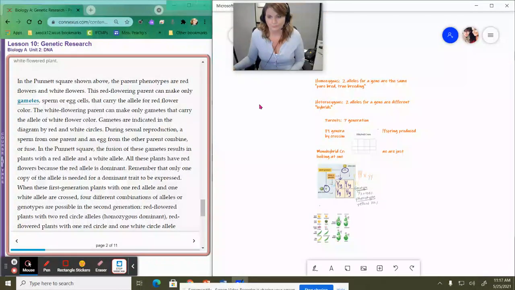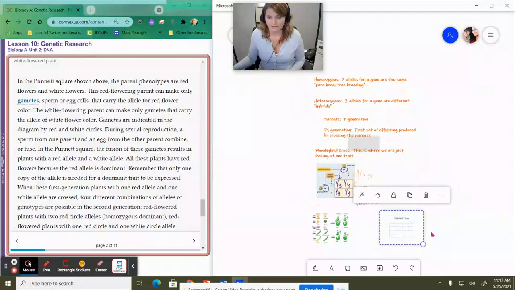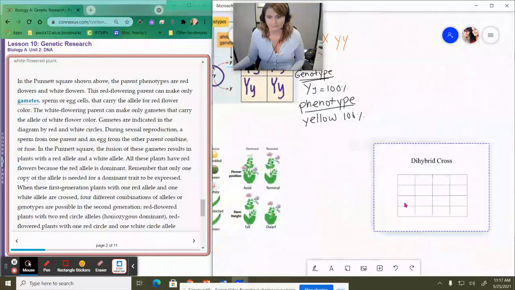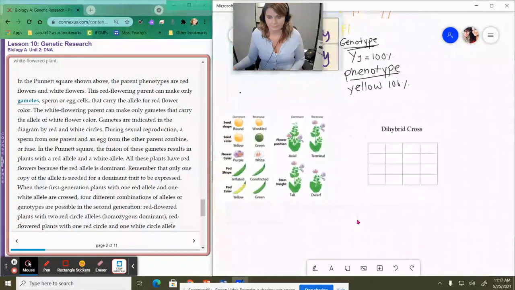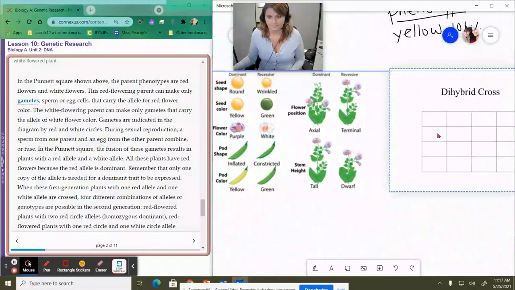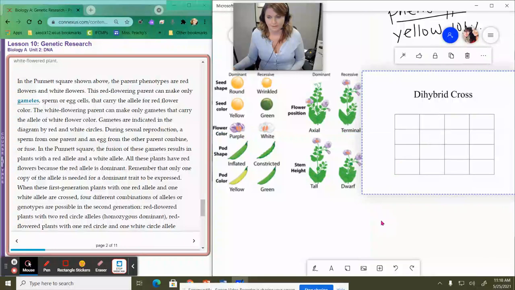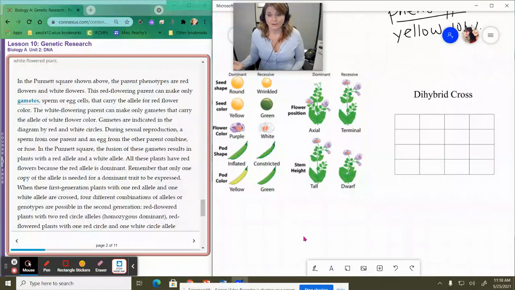Oh, no, I'll bring that down here, but then I got to zoom back in. Okay. Kind of teeny tiny, but we'll get to it. So we're going to look at two different characteristics.